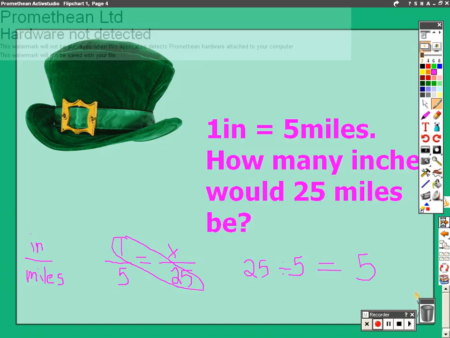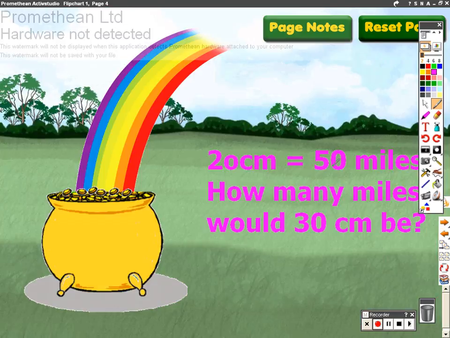Moving on to our next example. 20 centimeters is 50 miles. How many miles would 30 centimeters be? Okay, again, my topics are centimeters over miles. Now I have a formula. There we go. Now that I have my formula, I'm going to take situation 1, which is 20 centimeters, 50 miles. So 20 centimeters goes with 50 miles.